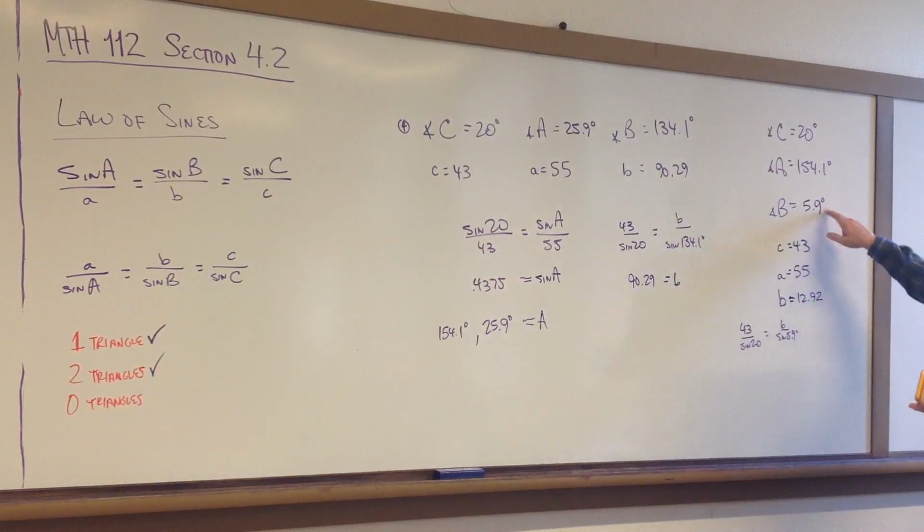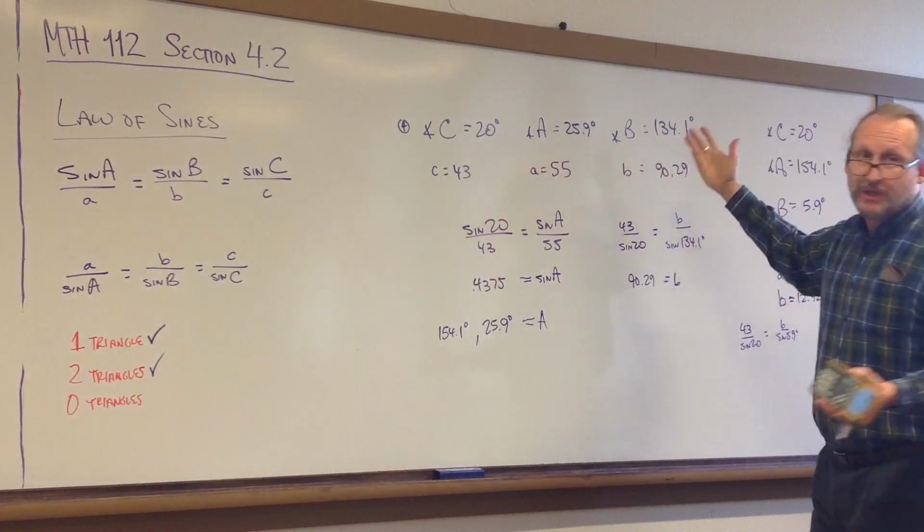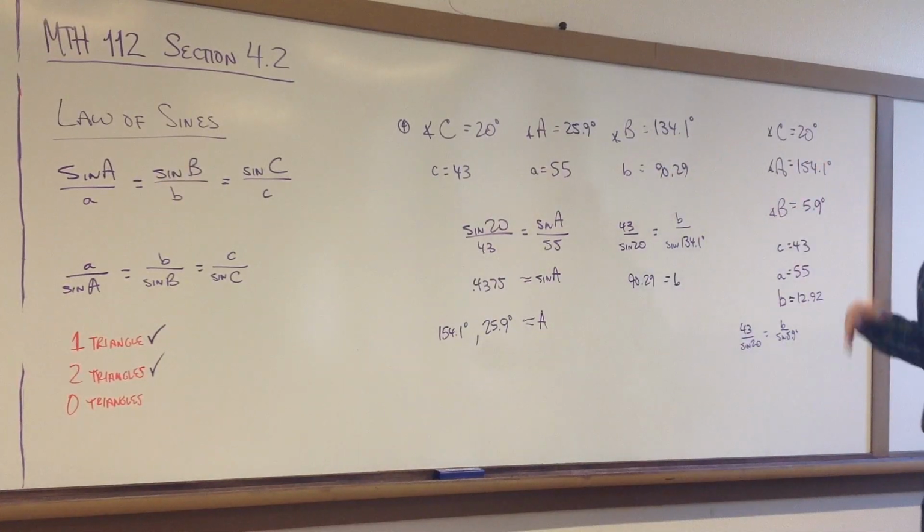Okay, and that's the shortest side, that's the smallest angle. Side A is longest here in this triangle. Here in this triangle, side B is the longest one. So we've got two triangles, two possibilities. That's the way it goes. All right, let's look at a few more of these.